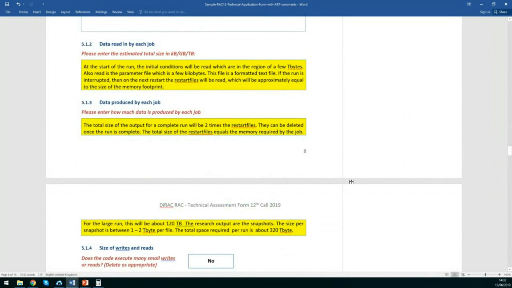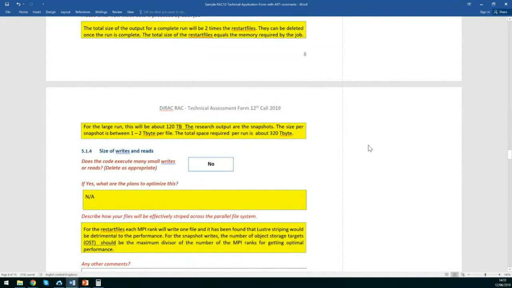And then it's how much data do you create for each job? In our case, the restart files are the single biggest demand, because we would like to keep two copies of the restart files, simply because the last copy could be corrupt, and then you would like to go back to the one before. That would be a total of 120 terabytes, roughly. If you then also consider the snapshots, and we are looking at about 120, 130 snapshots, and each snapshot is between 1 and 2 terabytes, you are looking at about 200 terabytes of actual data. And all of this has to be stored up to the end of the run.